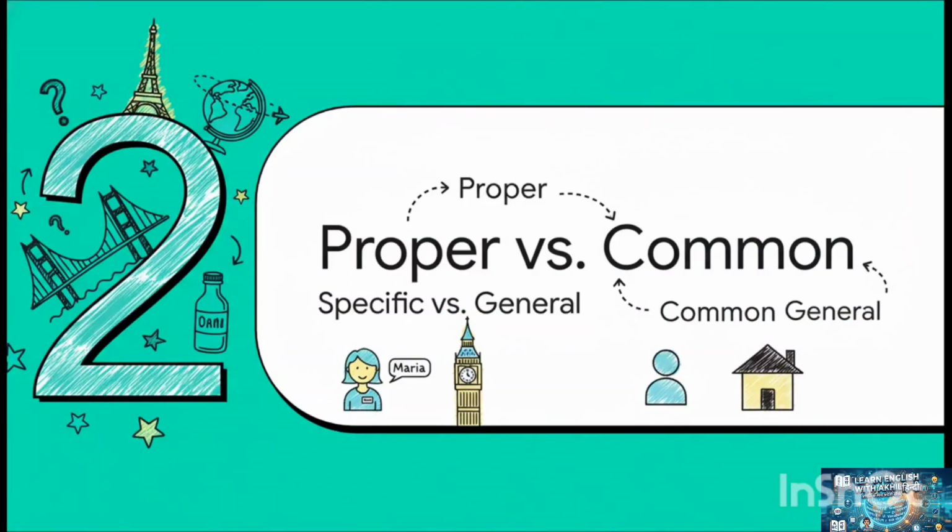Okay, so we know what a noun is. Now let's start sorting them into different buckets. We're going to start with the biggest and most common difference you'll find. The one between naming something super specific versus something just general.